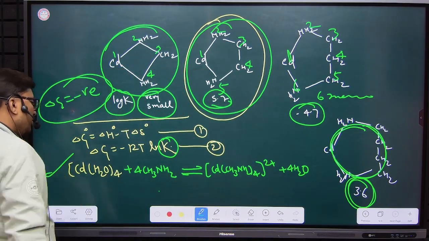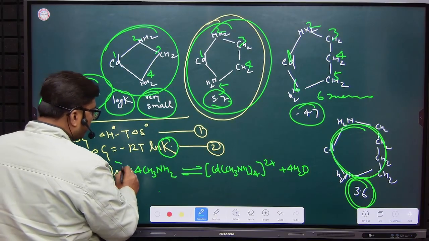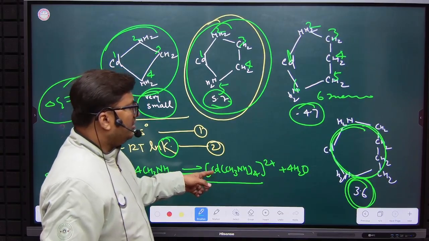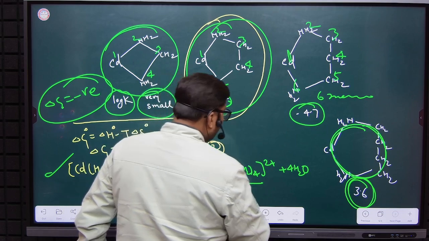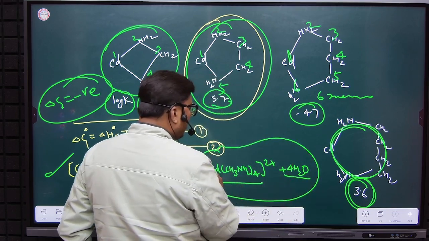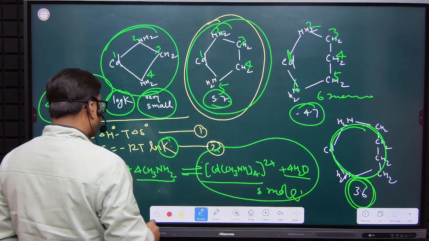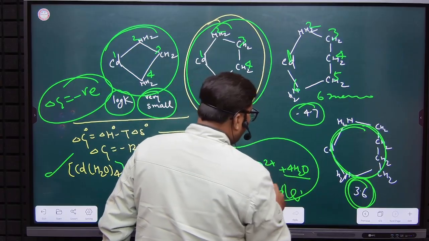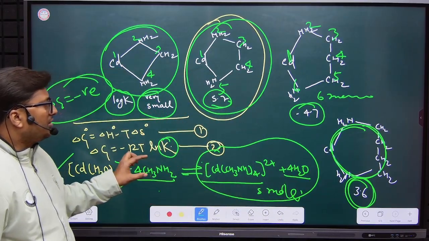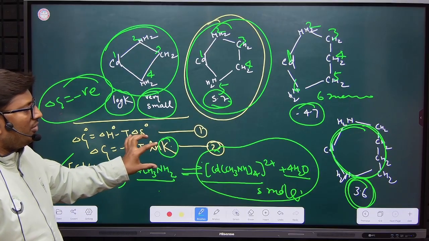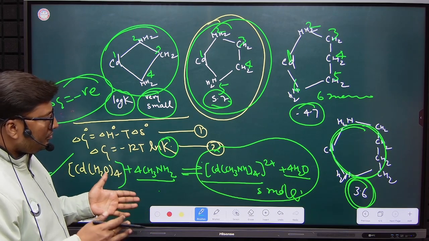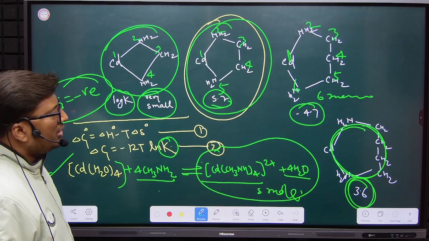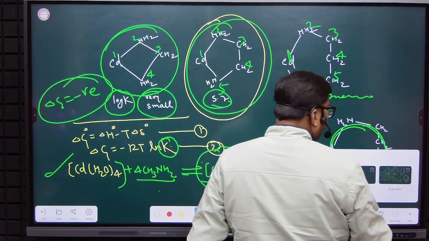In this example, you can see the tetra aqua cadmium complex. Here four methylamine molecules react to form the complex, four coordinated around the Cd2+, releasing 4 H2O. On the product side, there are 5 moles in total: 4 moles of H2O and 1 mole of the complex. So 5 moles on the product side indicates that the entropy of complex formation increases. The larger the entropy, the more independent products there are, and the stable product, the complex, is formed. This is the way by which the chelate effect can be understood.